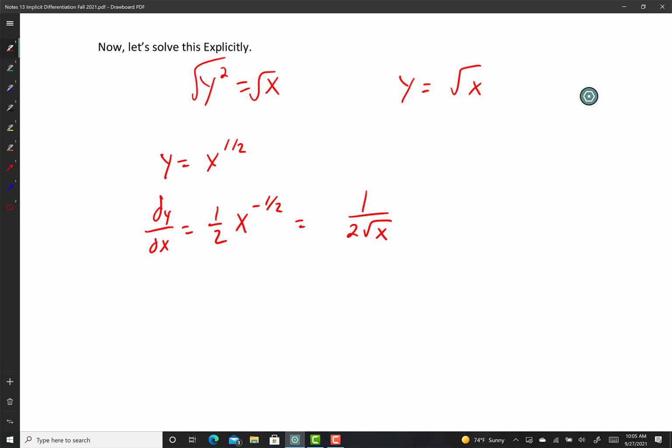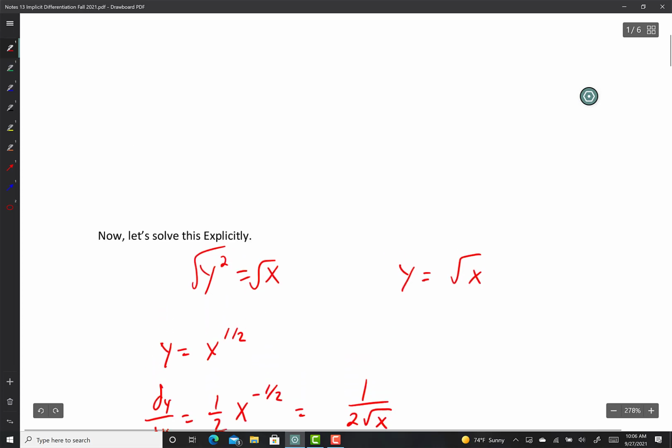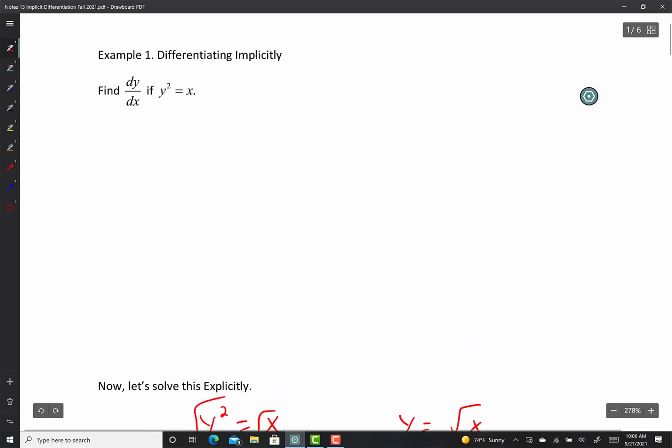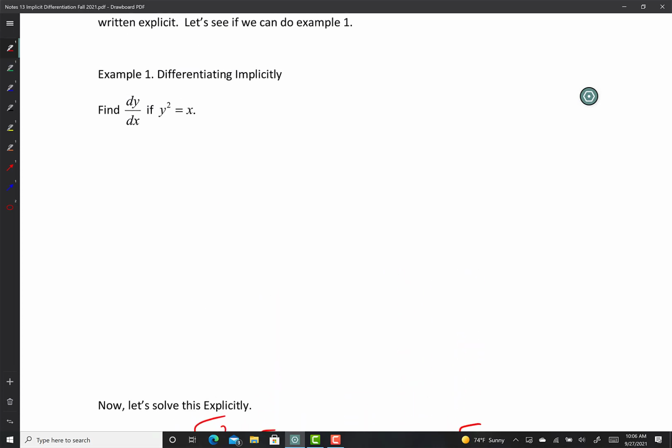All right. So now let's do it implicit. We're not even going to give you guys formulas. We're just going to go right into it. You guys ready? All right. I'm going to try to go as slow as I can and as clear as I can. So both y and x are related by this relation, y squared equals x. And I'm just going to take the derivative right off the bat.